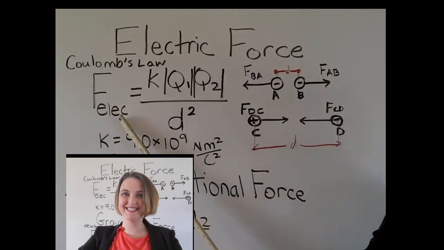Coulomb's law says that the electrical force is equal to charge 1 times the charge of particle 2 divided by the separation distance squared, and all of that is times a proportionality constant called K, where K equals 9.0 times 10 to the 9 newton times meter squared per coulomb squared.